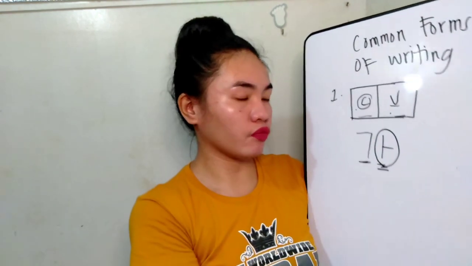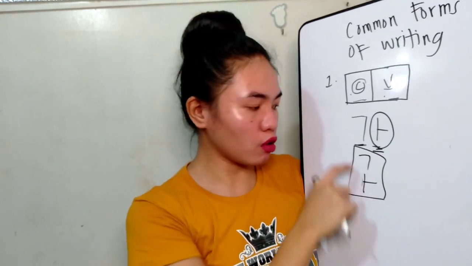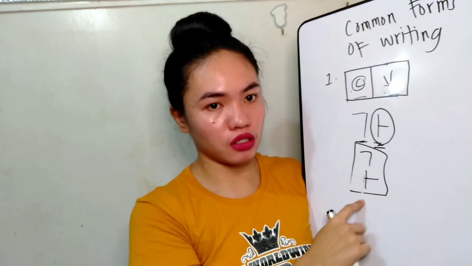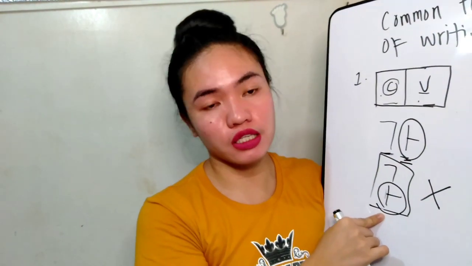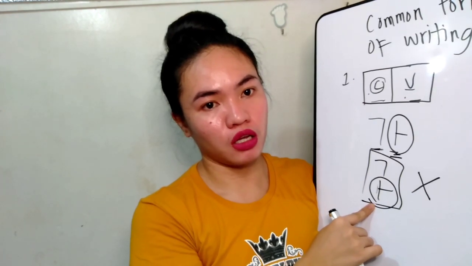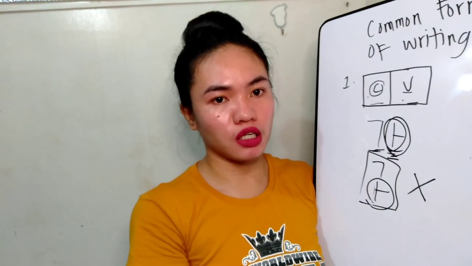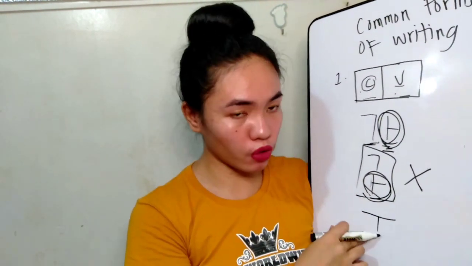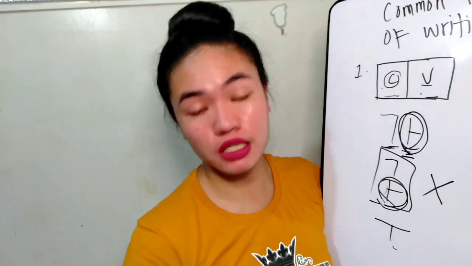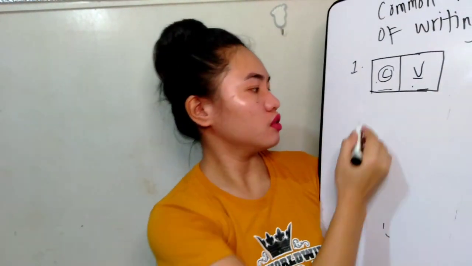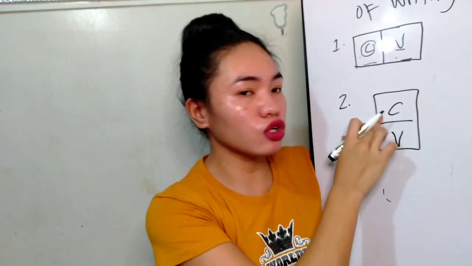So, what if I write this syllable like this? Of course, it is wrong. Why? Because this one is considered a standing vowel, so meaning to say, this should be put to the right of the consonant. If this letter is sleeping, of course, where will you put it? There, below the consonant, which is the next form of writing. This one, number 2. Consonant, then vowel. Consonant, vowel.